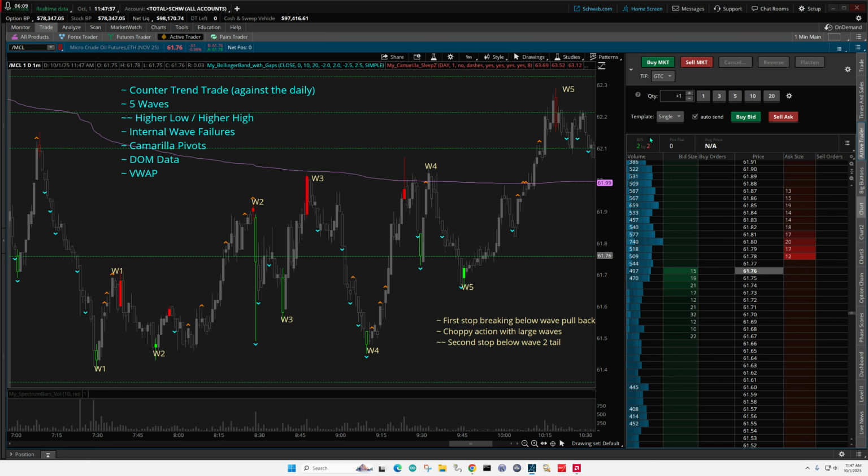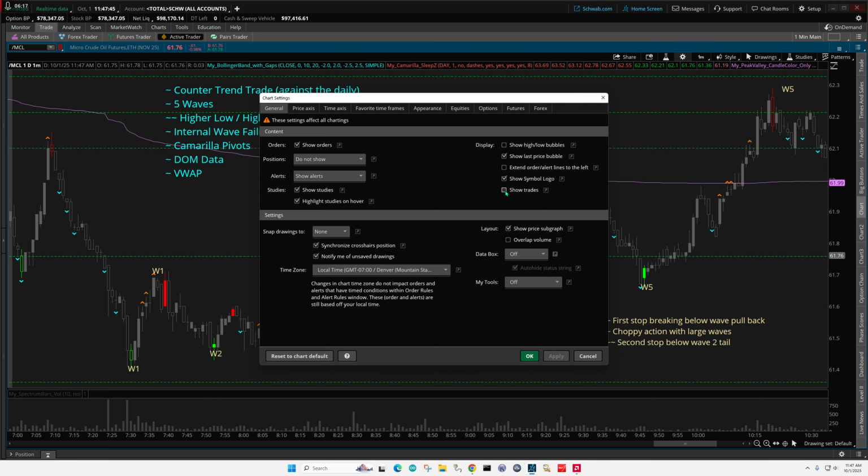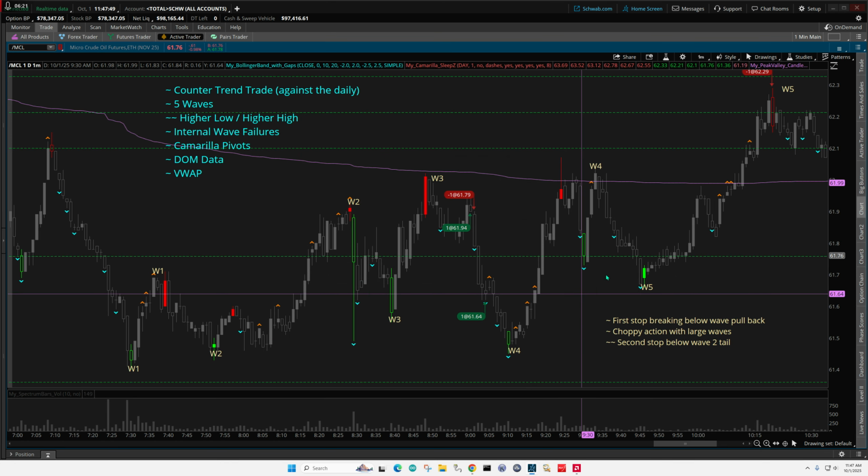Now I'm going to show you my trade, my two trades. And once again, this is just to show you why you don't want to be trading something that is a counter trend trade against the daily chart. It's going to be slow and it can be very painful.